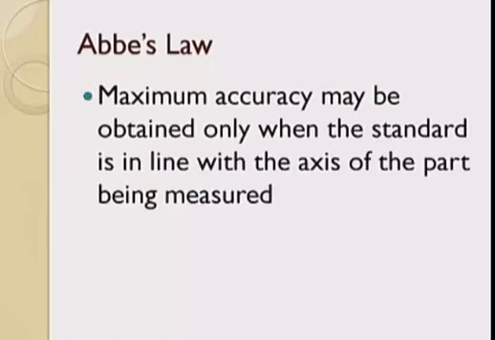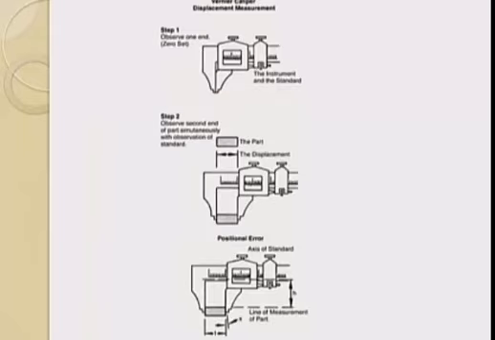Abbe's law is very important for accurate measurement. Maximum accuracy may be obtained only when the standard is in line with the axis of the part being measured. The use of a vernier caliper. Using a displacement measurement.